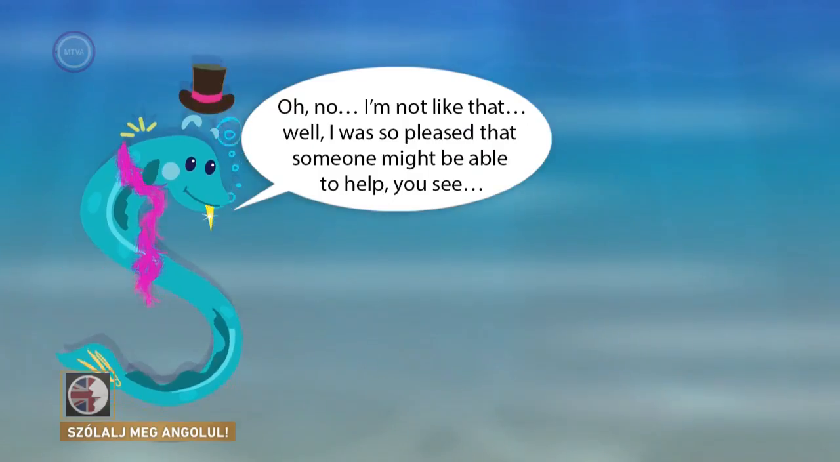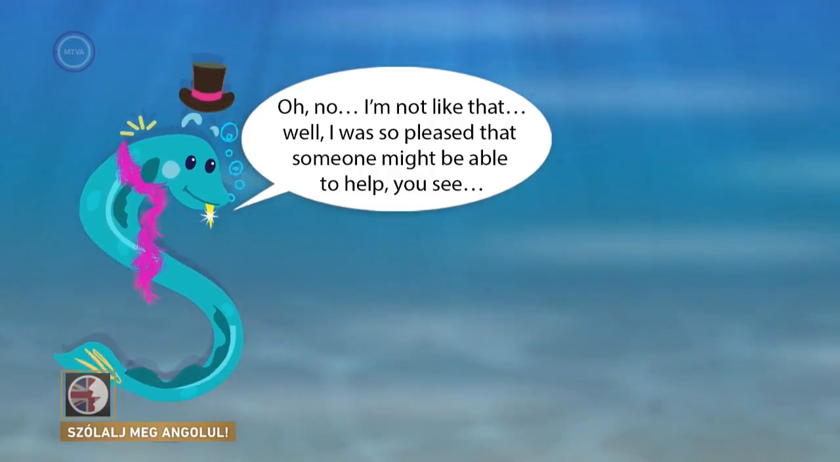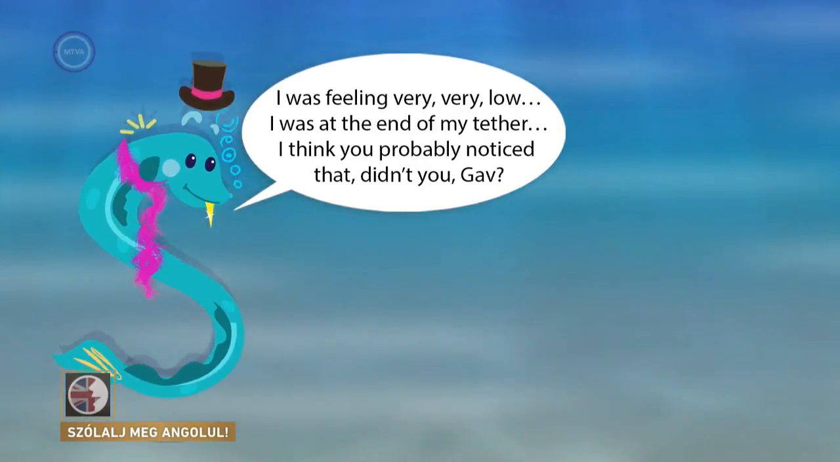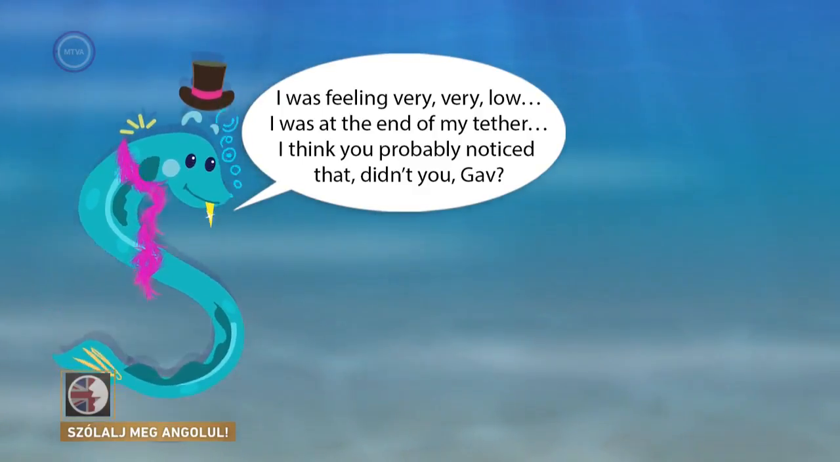Blimey, that's unusual, isn't it? A GP taking the initiative like that. That is impressive. How did you react? How do you mean? Well, I just imagine that a lot of people wouldn't take too kindly to something like that. You know, people poking their noses in, people speaking out of turn, meddling in other people's affairs. You know how most people are. Oh, no, I'm not like that. Well, I was so pleased that someone might be able to help, you see. I was feeling very, very low. I was at the end of my tether.